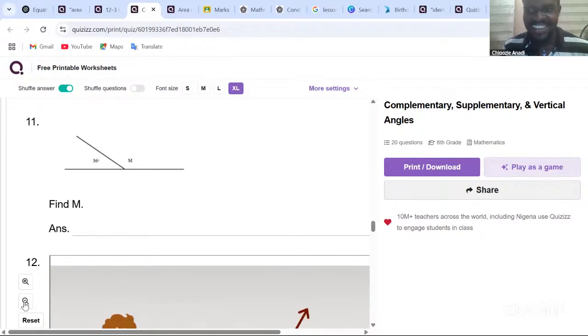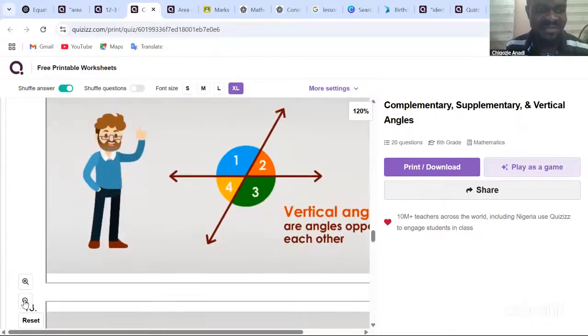Okay. Is that what you got, Chimamanda? Yes. 144, correct. Beautiful. So the supplementary angles are 36 and 144. Very good. That's absolutely correct.